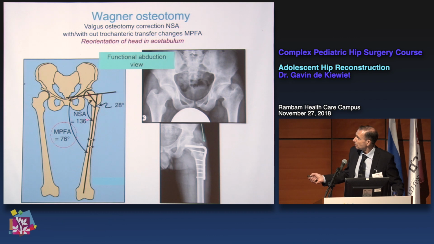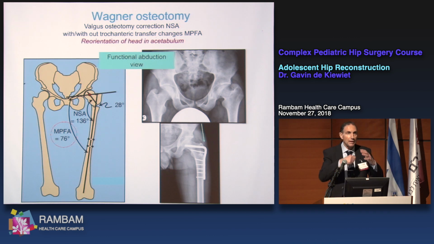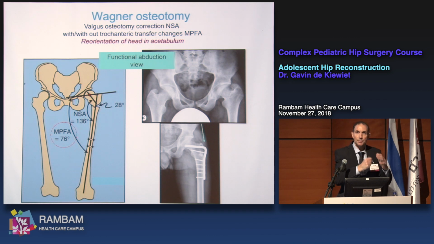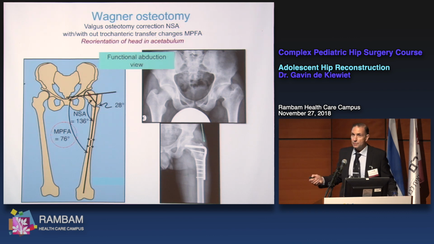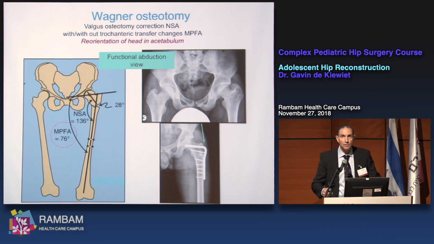The neck shaft angle here changes. This hasn't changed yet. And you notice also that the femoral head, as you do the varus osteotomy, its orientation relative to the acetabulum will change. And if you still have an abnormal medial proximal femoral angle, you may want to also transfer the trochanter. So it's a varus osteotomy, neck length, angle changes, and you may have to transfer the trochanter. But the orientation of the head to the acetabulum changes.